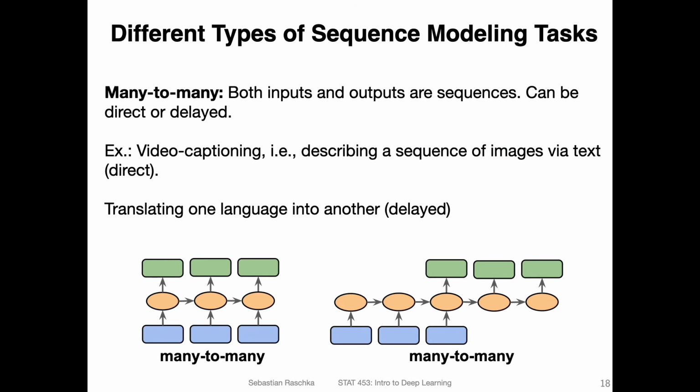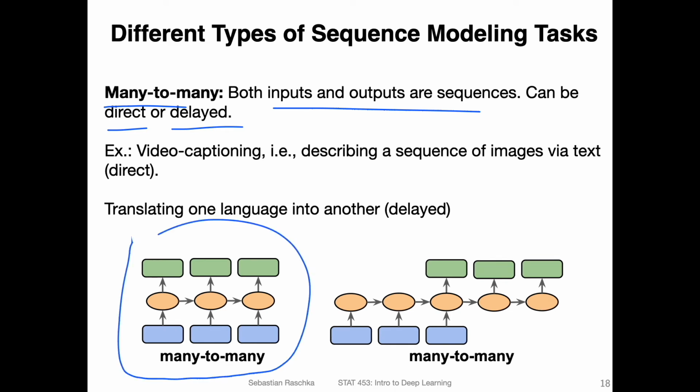Another type of task is many-to-many, and there are actually 2 flavors of that. So here, in general, in the many-to-many setup, the inputs and the outputs are sequences. And it could be a direct or a delayed setup here. So on the left-hand side, this is a direct one where we have an input here and an output there. And then for the next element in the sequence, an input and an output and so forth.